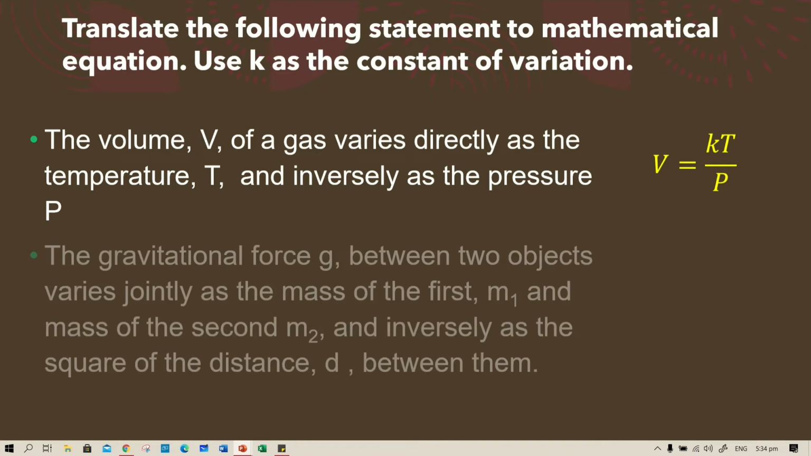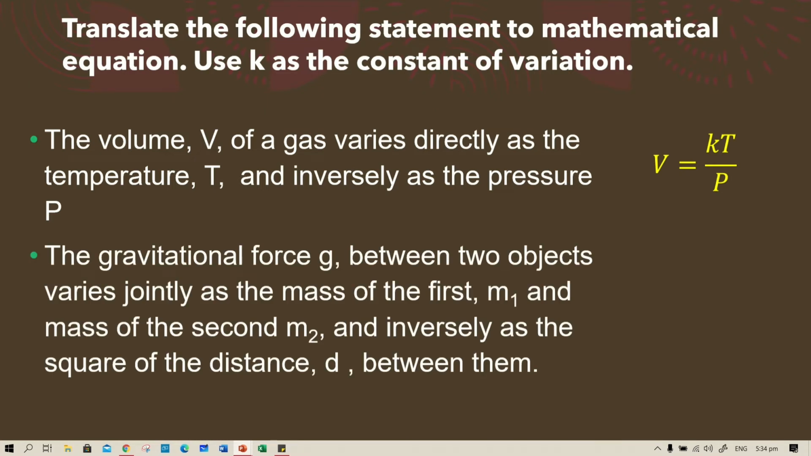Next number, let's say we are going to transform this to mathematical equation. The gravitational force G between two objects varies jointly as the mass of the first, m sub 1, and the mass of the second, m sub 2, and inversely as the square of the distance d between them. And the answer here is G is equal to K m sub 1 times m sub 2 all over d raised to the second power.